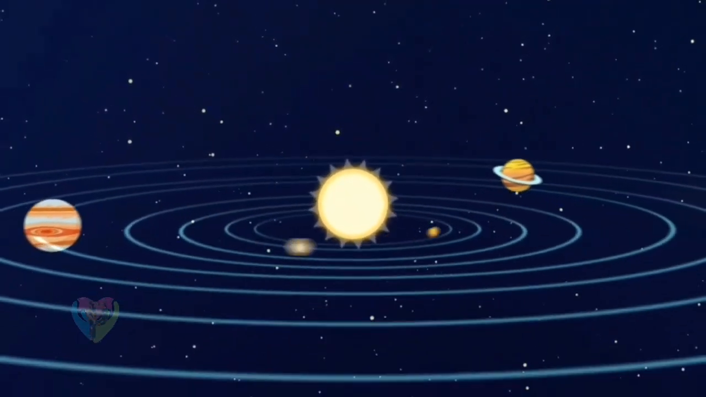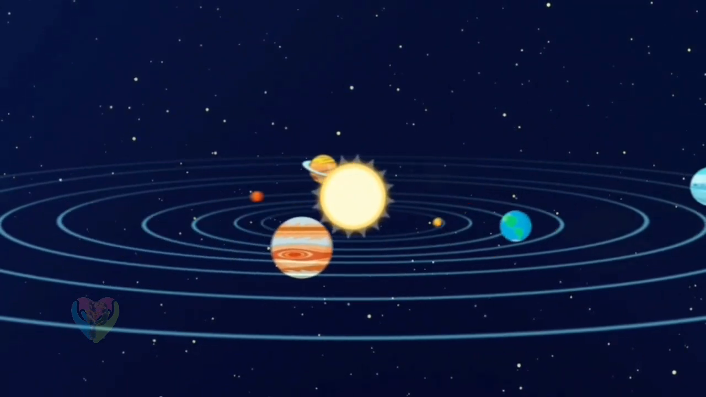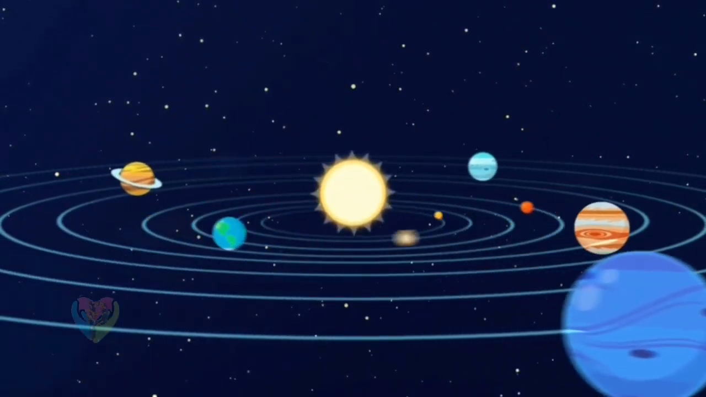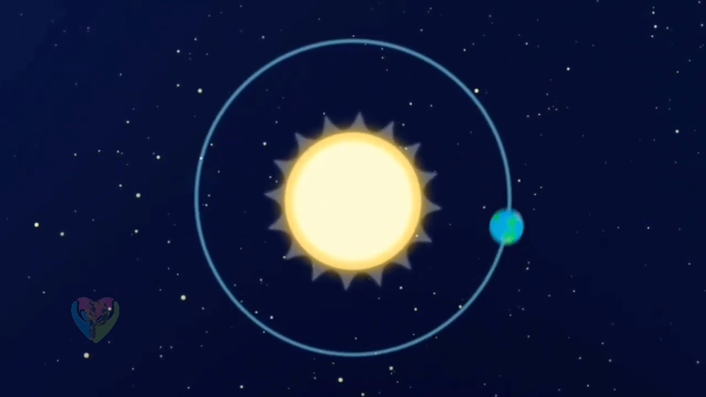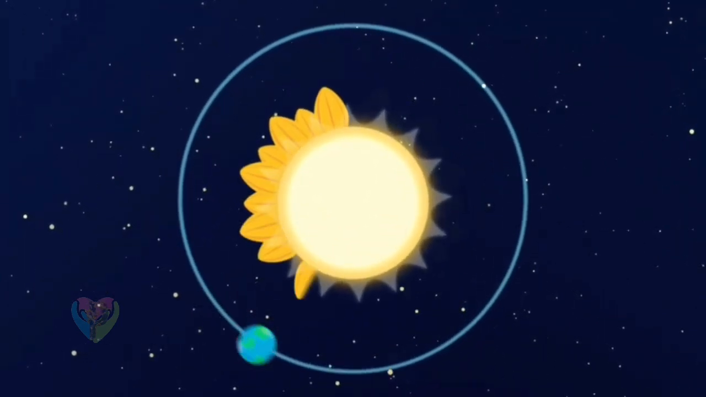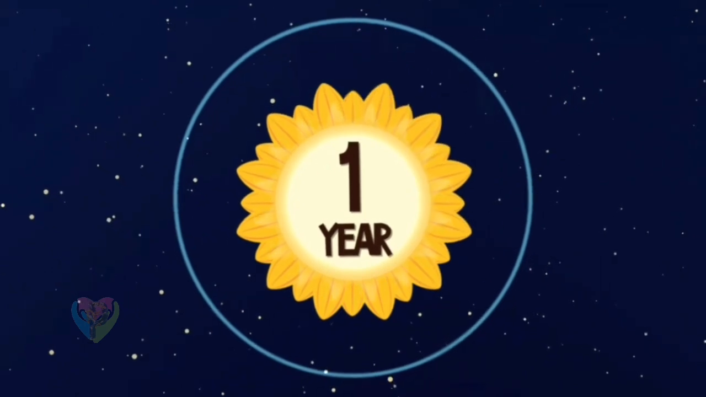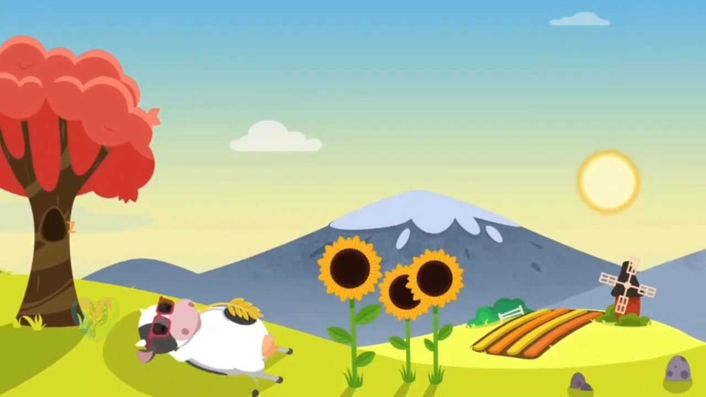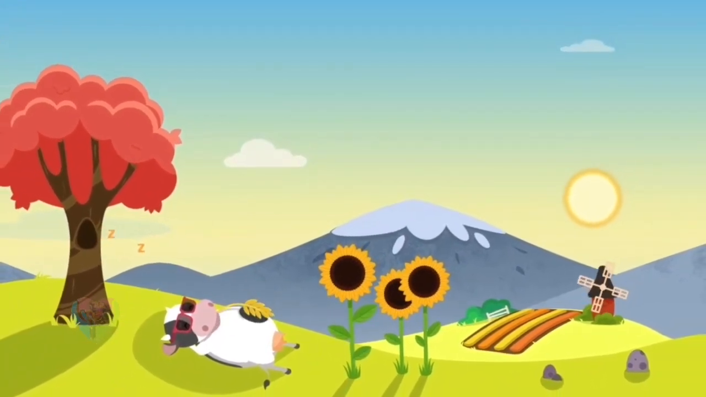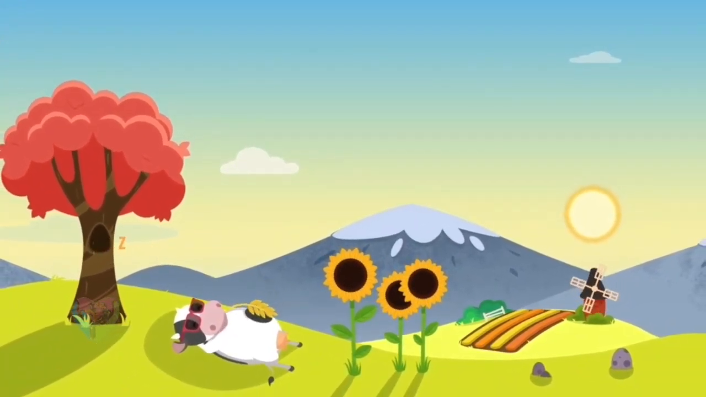Because it's so heavy, the sun is pulling on all of the planets and is making them rotate around it. It takes our planet 365 days to make a full circle. That's 1 year. The sun is the main source of energy for all life on Earth, and we wouldn't be here without it.